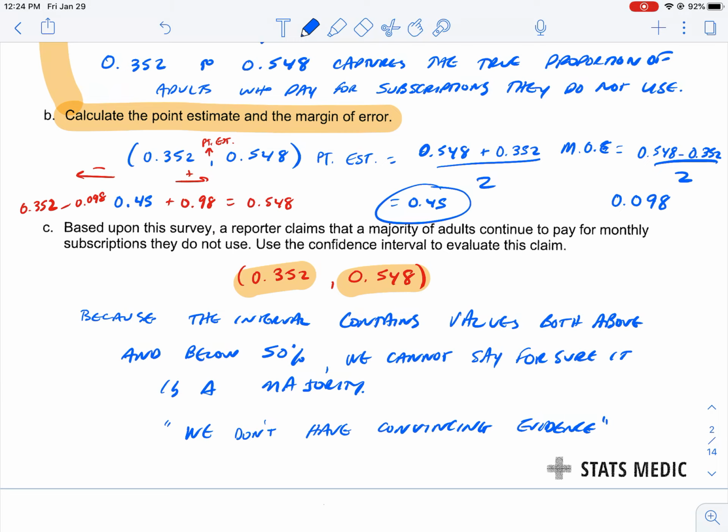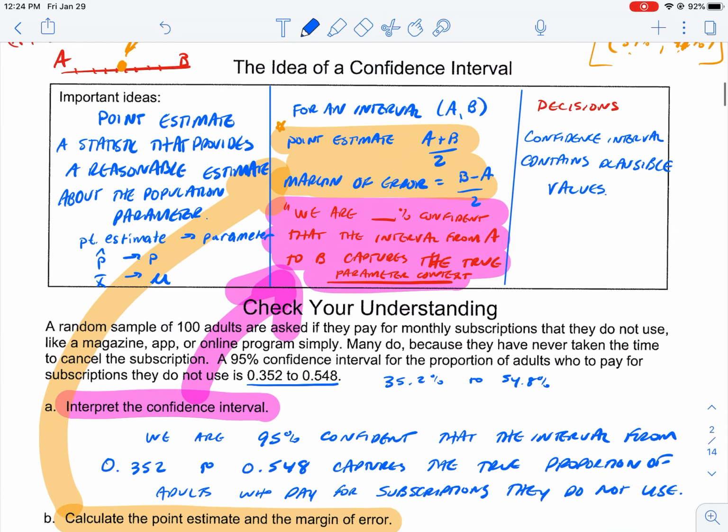So what would be convincing evidence? Well, let's say we had an interval from 0.51 to 0.548, and we had an interval that was all above 50. Well, we're 95% confident that the true mean falls in that interval and all those values are above, so that would be convincing evidence that perhaps it's true.